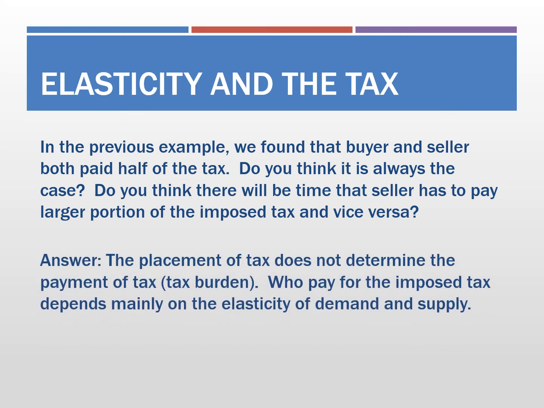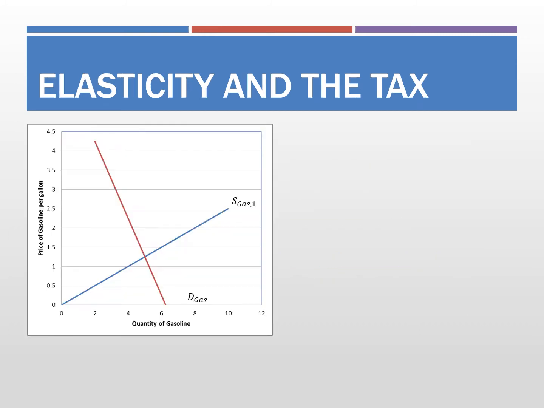Well, the answer is, it really depends on the elasticity of demand and the elasticity of supply. The elasticity of demand and supply actually determines which side of the market will bear more of the tax burden, or which side of the market will be responsible for bigger portions of the payment of the tax. Let's take a look at a new example here.